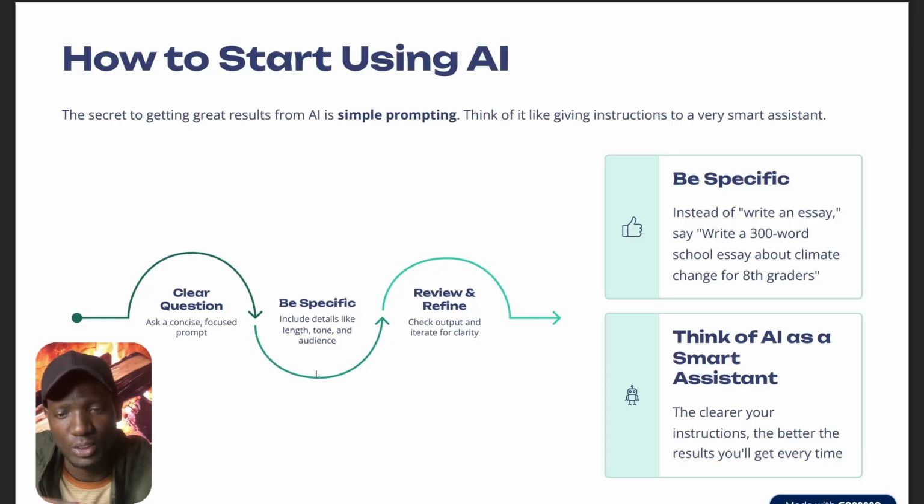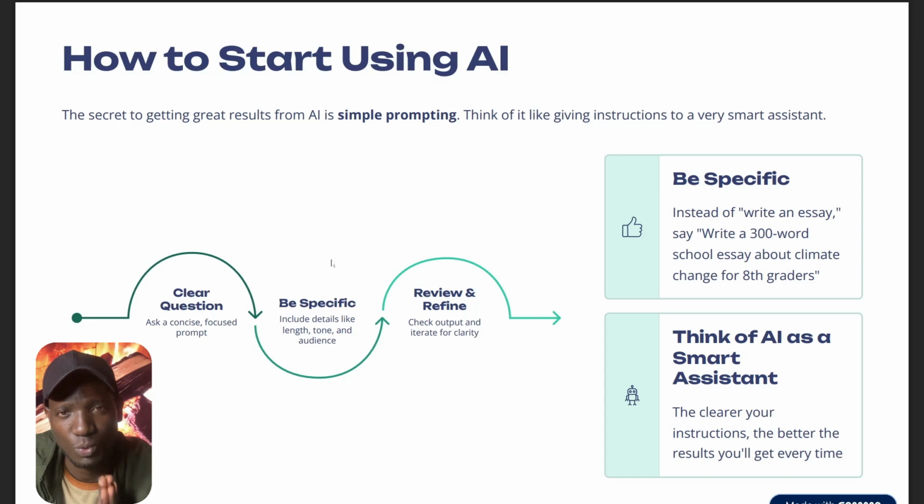So the secret to getting great results in AI is prompting. Take it as instructions, how you're going to tell the AI that this is what I want. How you tell your assistant to create me this and this, get me this presentation. That's what we call prompting. It's like an order that you're giving AI. In the AI world it is called prompting.